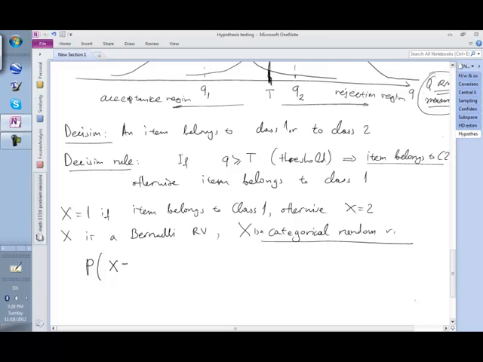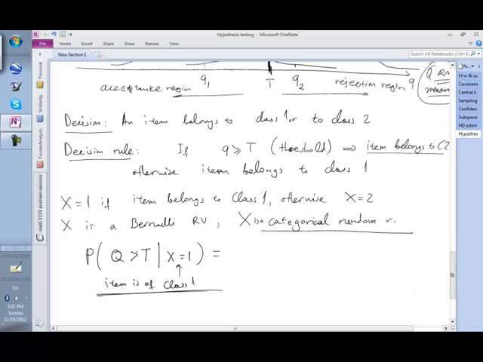what I want to find out is the probability that the item is classified as class 2. So essentially, I'm finding this probability. Q is classified by the decision rule. The decision rule gives that Q is greater than T. So let's write Q greater than T, given that X is equal to 1, so class 1. That's what that means. And this is exactly the probability of the type 1 error.